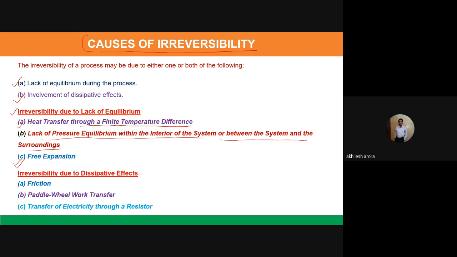Now, what is the meaning of irreversibility due to dissipative effects? For example, one of the examples is friction. Friction makes a process irreversible. It is a sort of dissipation of energy. If we have two surfaces which are in close contact with each other, then the motion of one object over the other will create friction between the two bodies, and some part of that energy, the kinetic energy, will be dissipated as friction.